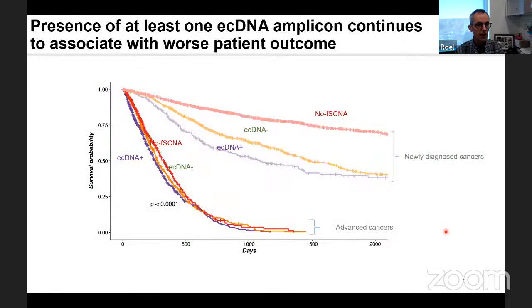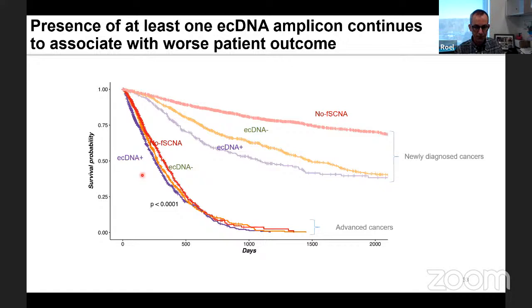And the presence of at least one ecDNA amplicon continues to associate with worse outcomes. The three lines on top are from our earlier study, the newly diagnosed cancers. Now, also within the Hartwig set, where, again, these are advanced cancers, so their outcomes are significantly worse than the newly diagnosed cancer cohort, but also within that subset, we find a significant disadvantage for patients whose tumors are driven in part by ecDNA.